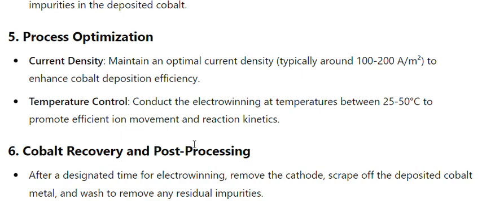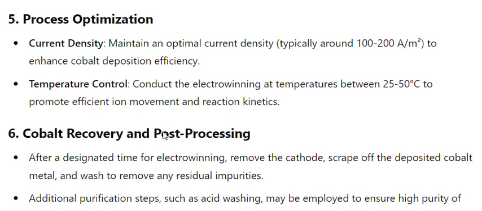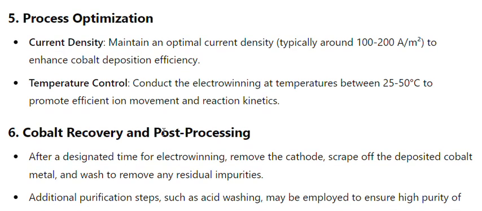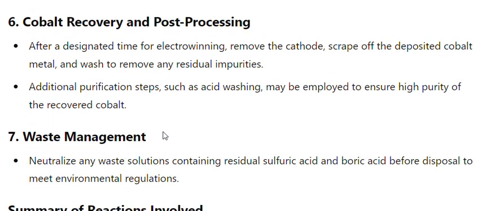5. Process optimization. Current density. Maintain an optimal current density, typically around 100 to 200 A/m², to enhance cobalt deposition efficiency. Temperature control. Conduct the electrowinning at temperatures between 25 to 50 degrees Celsius to promote efficient ion movement and reaction kinetics.